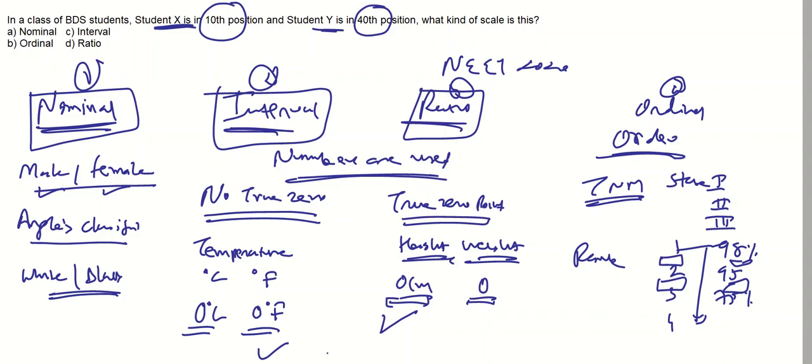So in the question that is asked to us, in a class of BDS students, student X is in 10th position and student Y is in 14th position. So in this case, the answer will be ordinal scale, which is telling us the order.